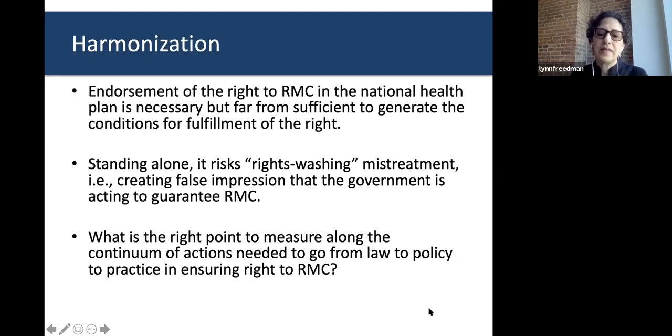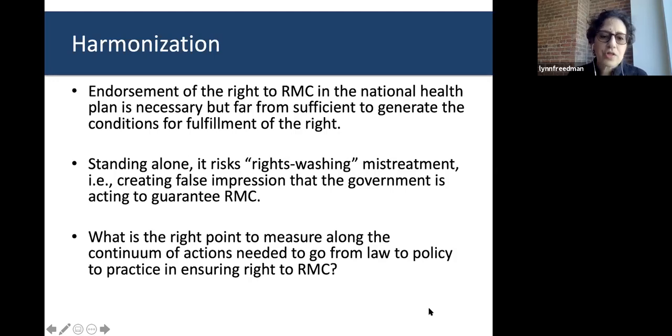Standing alone, I think it actually risks rights washing, mistreatment. That is, creating the false impression that the government is actually acting to guarantee RMC if this is the only thing it does, because we know that the simple statement of a right goes a very short way towards the actual implementation and enjoyment of the right.